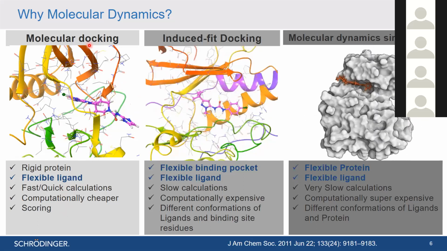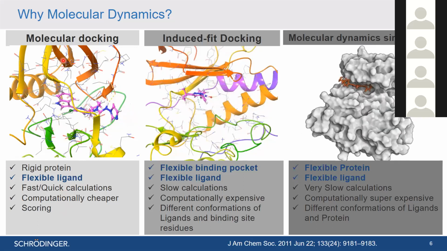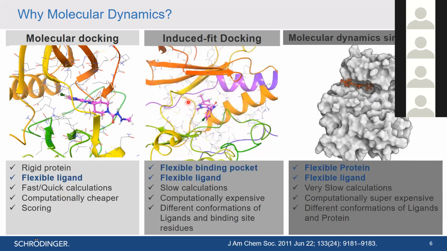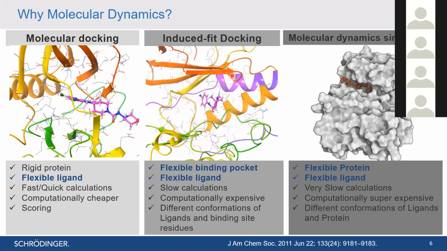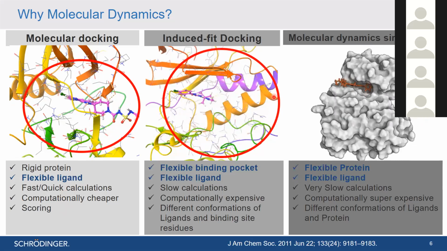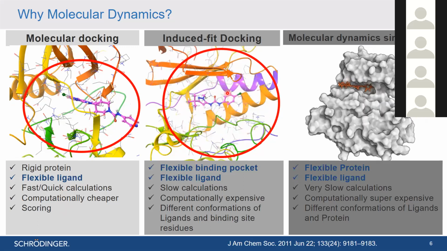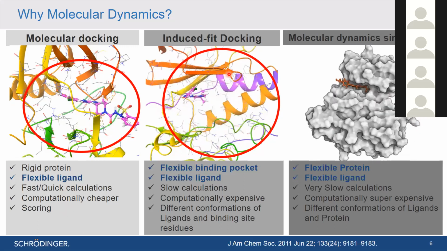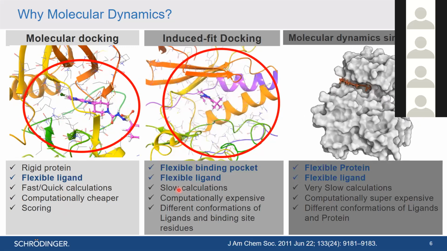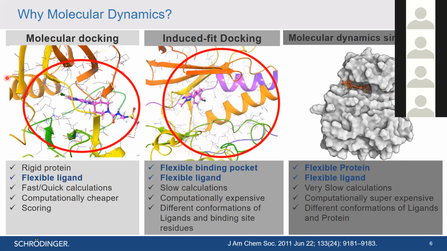But after you do docking, let's say you have like 100 molecules or 10 molecules that you finalize that are really good ones. And for those ones, you can try to do induced fit docking. In induced fit docking, the binding pocket is flexible, only the binding pocket. The protein is not flexible. And the ligand is also flexible. And because the binding pocket is flexible, the calculations are slow, and it's computationally expensive compared to docking.